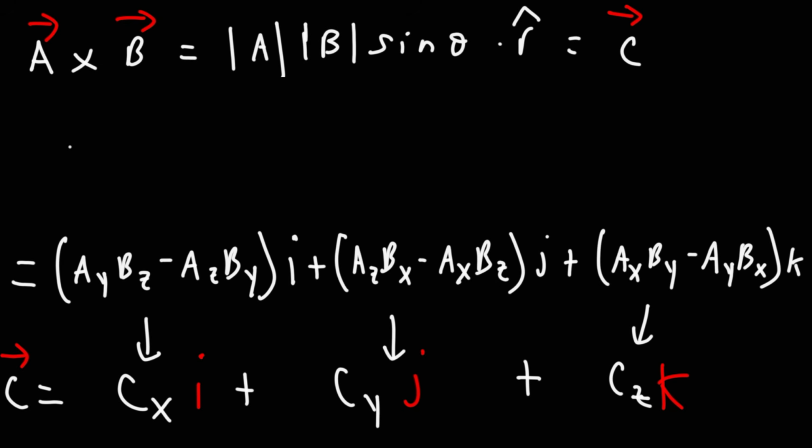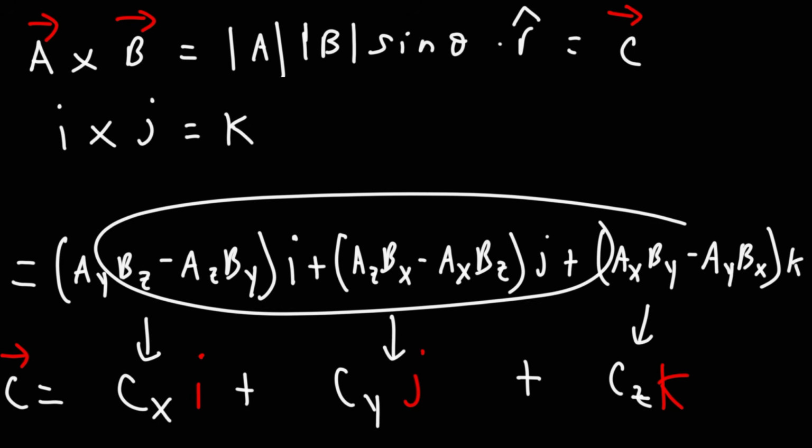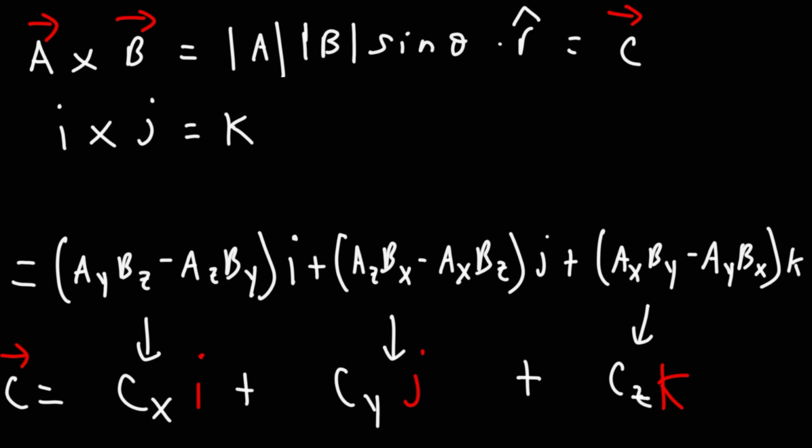Now, if we were to take the cross product of the unit vector i and the unit vector j, what will we get? It turns out we get the unit vector that's perpendicular to i and j, which is k. And you could verify that with this formula, which is going to take some time.